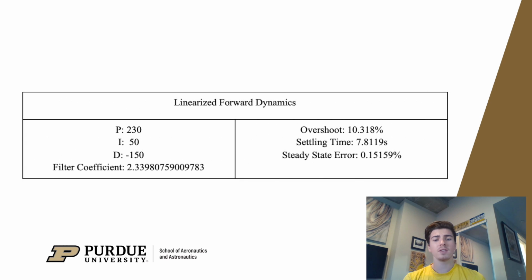For the forward, the overshoot is equal to 10.318%, settling time is equal to 7.81 seconds, and a steady-state error of 0.151%, with proportional gains of 230, integral gains of 50, and a derivative gain of negative 150, with a filter coefficient of 2.339. After adding the controllers, the responses got a lot better.